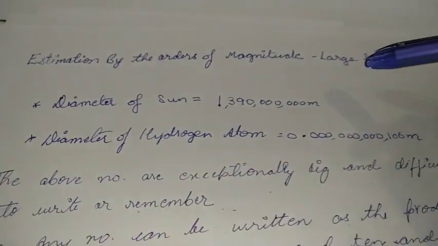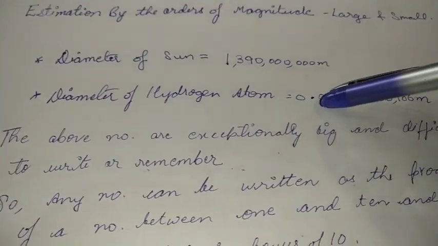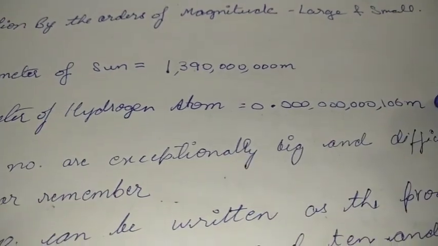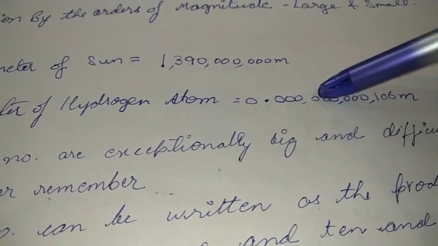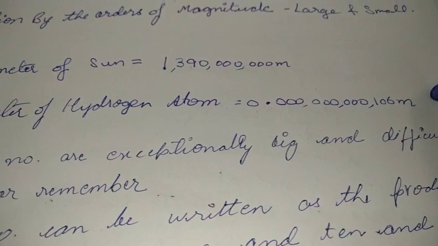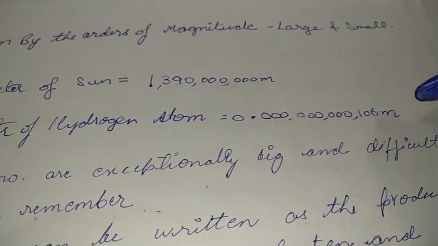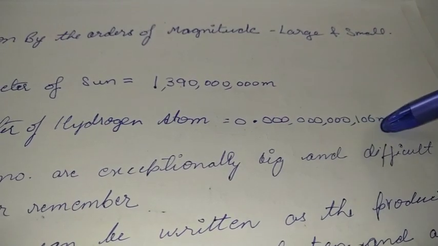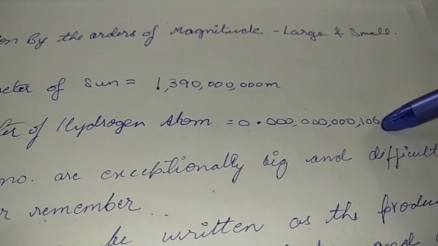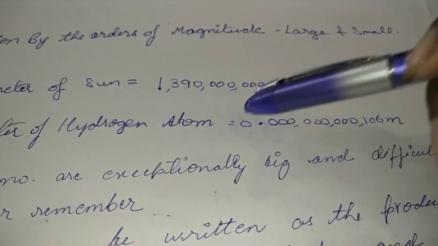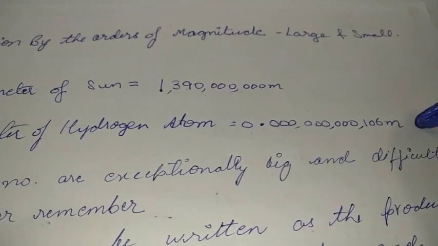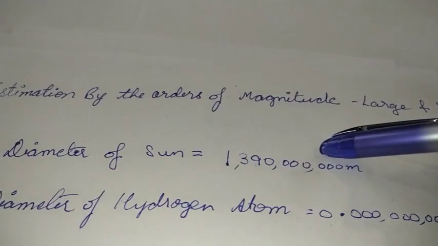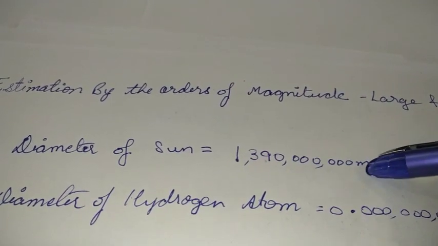Alright, let's take another example: the diameter of a hydrogen atom. If you represent it in meter, it is going to be 0.00000000106 meter. We know that meter is not the correct unit to use here, because meter gives such a small value. So there are nanometer and other smaller units we should be using to represent such a small value. Similarly, we use kilometer and such units to represent large values.